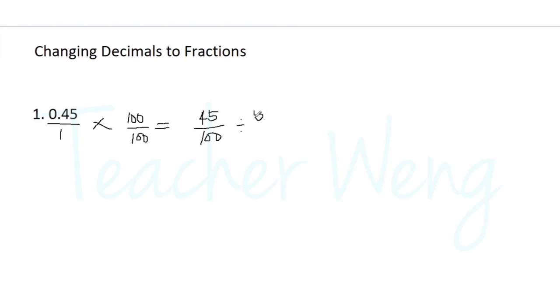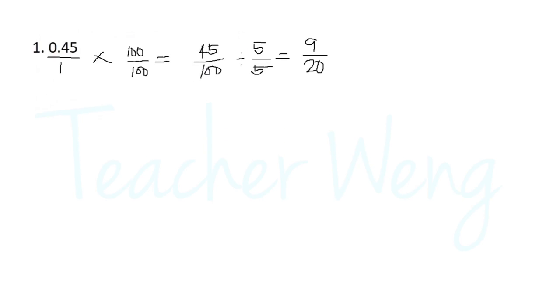So both are divisible by 5. So we need to divide it by 5 over 5. So 45 divided by 5, we have 9. And 100 over 5, we have 20. So it means that 45 hundredths is equal to 9 over 20. Okay, so let us proceed to our second example.